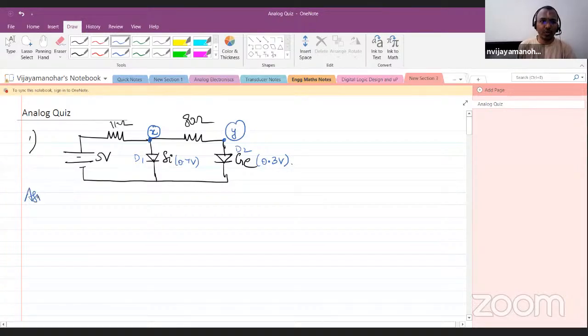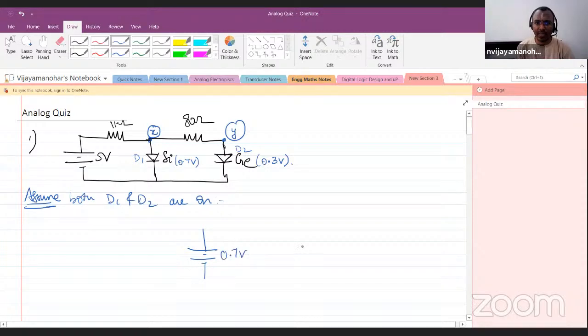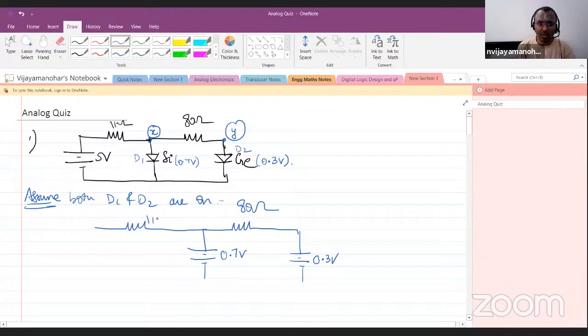So I am going to assume both D1 and D2 are on. This is the way we will always solve the problem. Whenever we have diode circuits operating with DC, assume both the diodes are on and solve it. If both the diodes are on, what you will see? This will be like a battery of 0.7 volt, and this will be like a battery of 0.3 volt. And there is an 80 ohm resistance, and a 1 kilo ohm resistance here. And this is 5 volt. This is how the circuit will look.